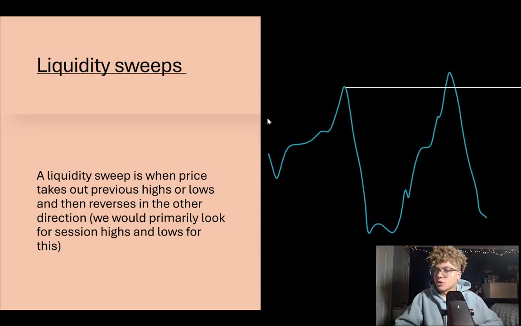So this is a drawn out picture of a liquidity sweep. A liquidity sweep is when price takes out a previous high or low and then reverses in the other direction. So we would primarily look for session highs or lows for this. Those are going to be prominent draws of liquidity in the first place, session highs and lows, and that is the strongest confluence.